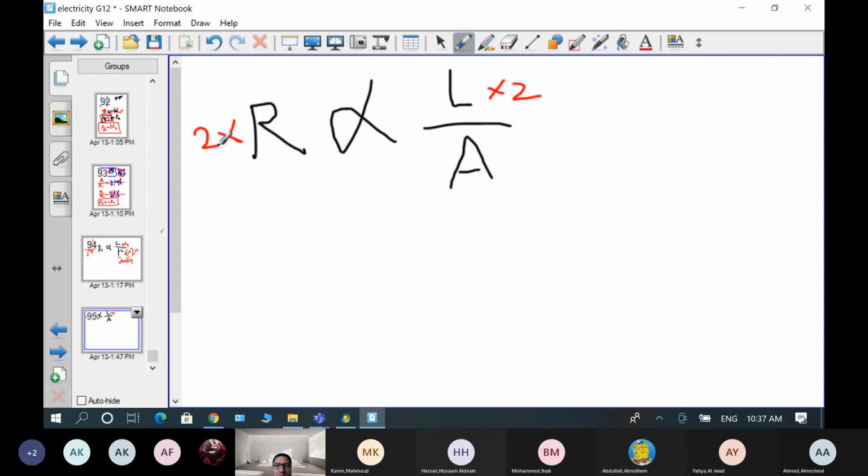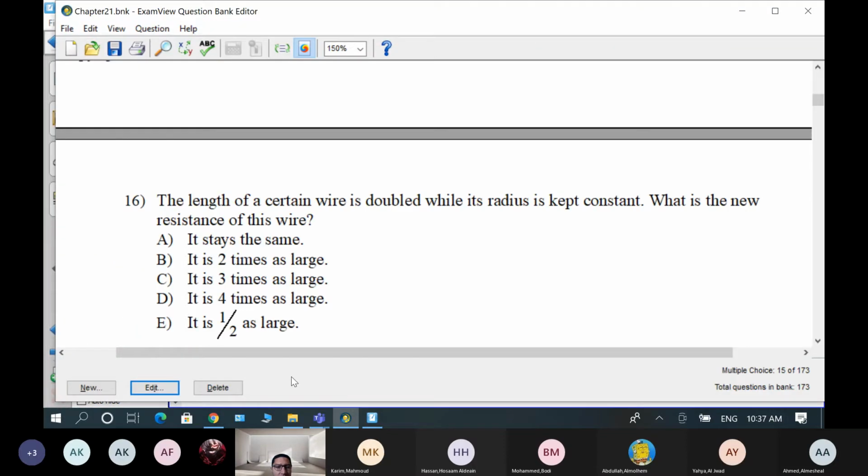Must be doubled. If we write resistance with length L, then we double L, keeping the area the same, so this will double the resistance. So the answer is, it is 2 times as large. Resistance will be 2 times as large.